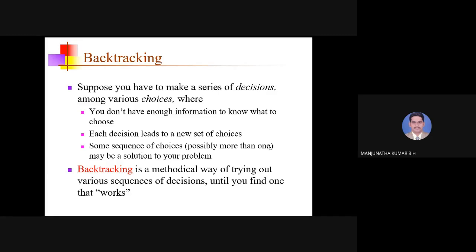If it is not clear, I will explain that plan with examples, so you may get a clear idea about the backtracking algorithm design technique. If you have any doubts at the end of the presentation, I will give you some time there. Then you can ask the doubt, or you can post the queries or issues in the Google Classroom, and I will answer all those queries. So backtracking is a methodical way of trying out various sequences of decisions until you find one that works. This is the one-line definition for backtracking.